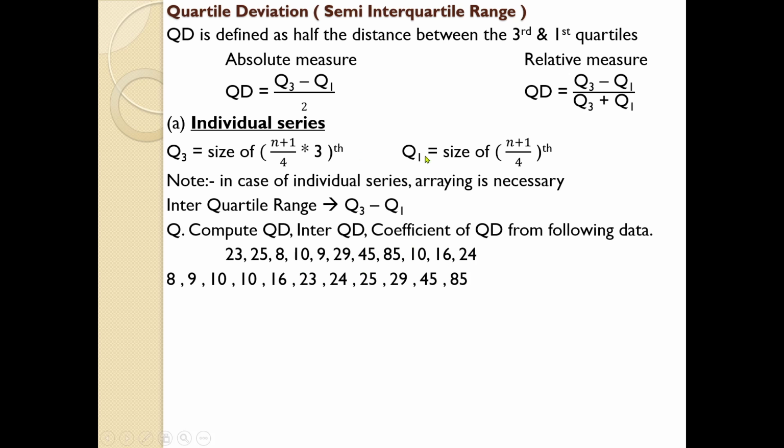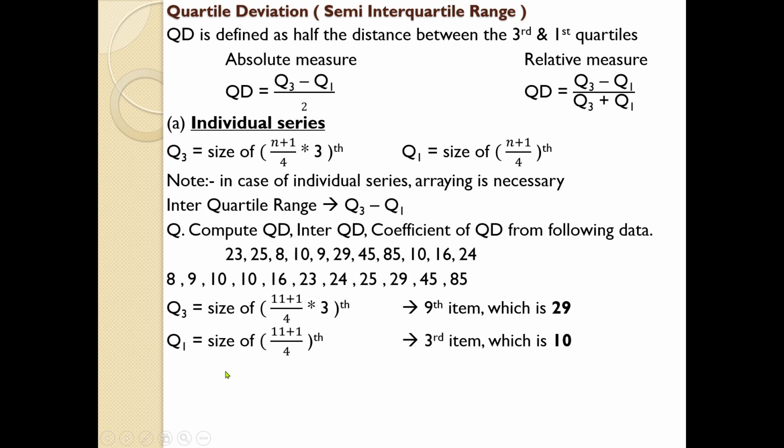Next, you need to find Q1 and as well as Q3. Q3 is the size of (n plus 1) by 4 into 3. N means number of items. Here there are 11 items, so (11 plus 1) by 4 into 3, you will get 9. 9 means the 9th item. So out of the series, 1, 2, 3, 4, 5, 6, 7, 8, 9, the 9th item is 29. This is how you need to find the value of Q3.